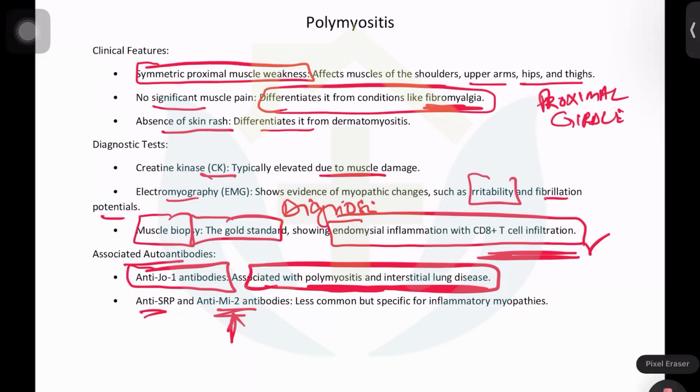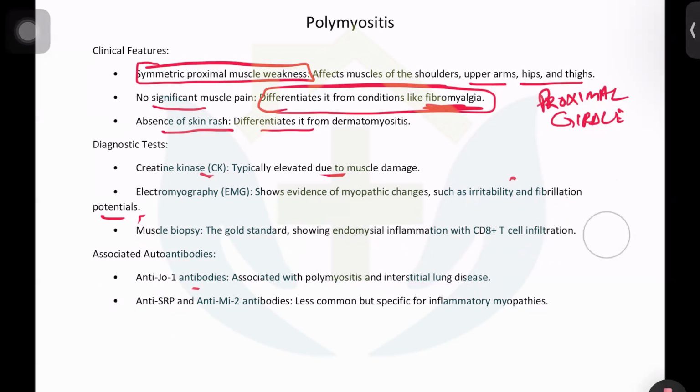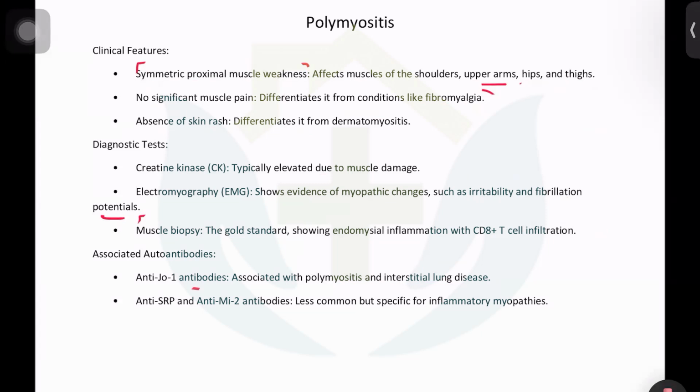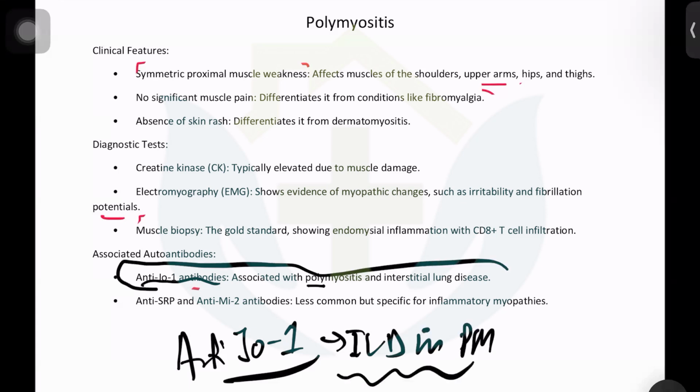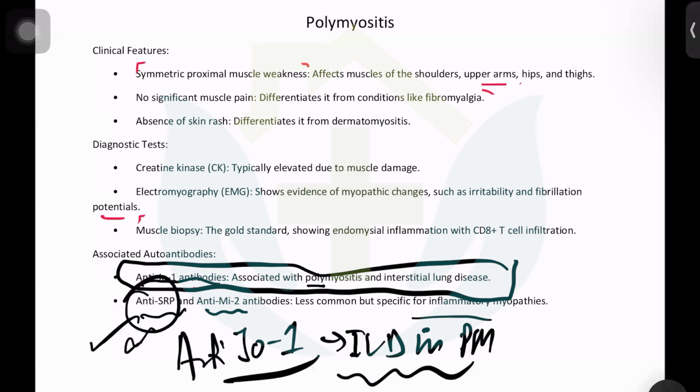Important things to remember: anti-Jo antibodies are seen in polymyositis. Anti-Jo antibodies have a high predilection for ILD in polymyositis. This is a very important point: anti-Jo antibodies indicate that the patient may have ILD. Second, anti-SRP and anti-Mi2 are less specific, but can be seen: anti-SRP in polymyositis, anti-Mi2 in dermatomyositis.